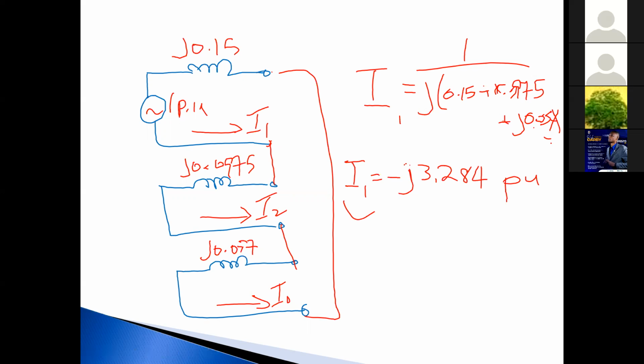The current in the positive sequence. Sorry, the positive sequence current. And what are we asked to calculate? The current flowing into the fault. Which would be what? That would be the negative j3.284 per unit.